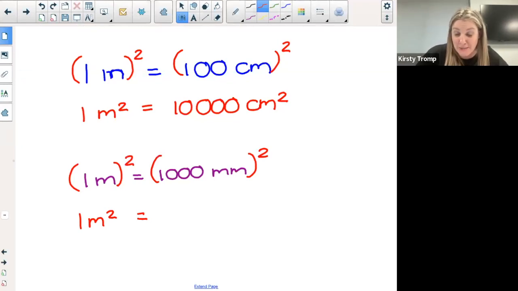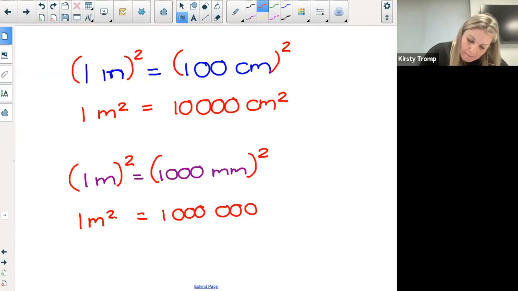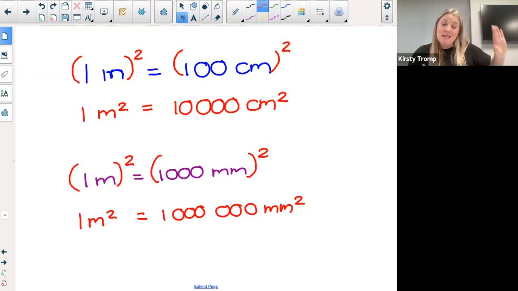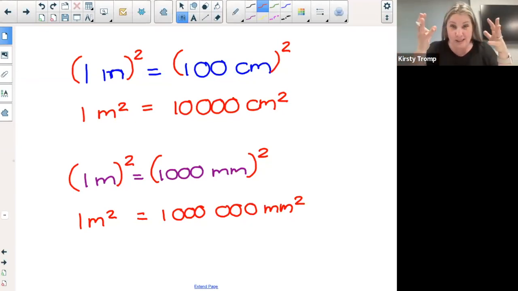So 1,000 times 1,000 is the same as saying 1, 2, 3, 1, 2, 3 millimeters squared. So whatever I do to the one side, when I square the one side, I must also square the other side. Right. So in other words, guys, when you have squared units, you must always remember that it's not the same as normal conversions, okay?